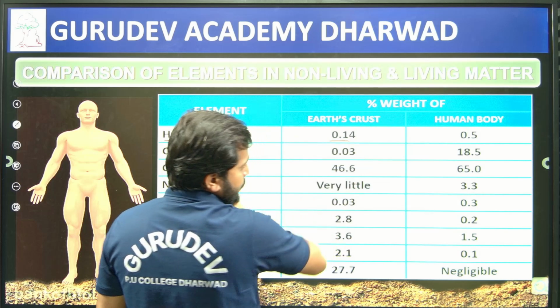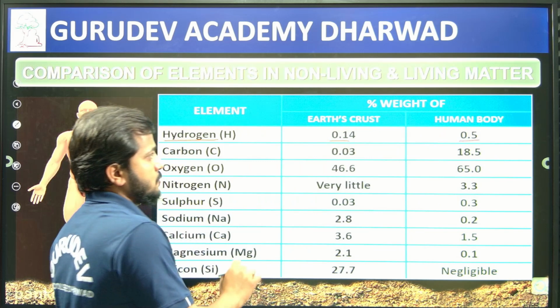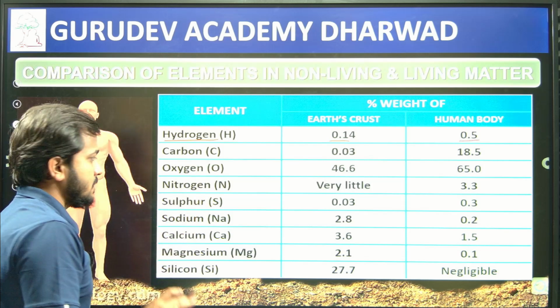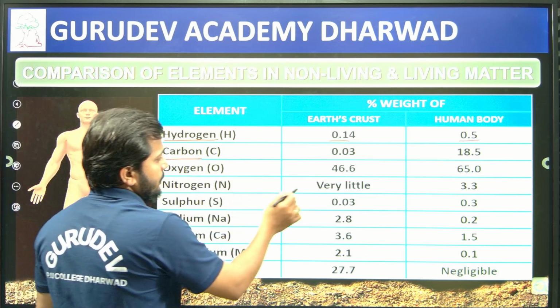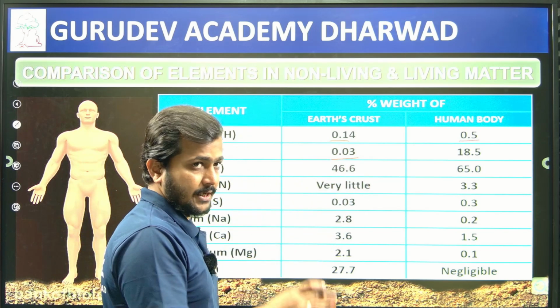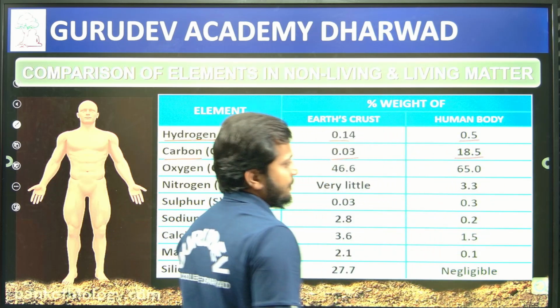0.14, and the human body is around 0.5, right? So the human body's hydrogen content is more compared to the earth's crust, right? Then the carbon content, if we consider, is 0.03 with respect to the earth's crust, and with respect to the human body it is 18.5, right?